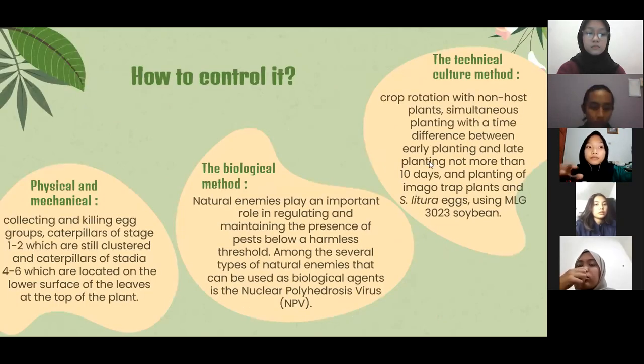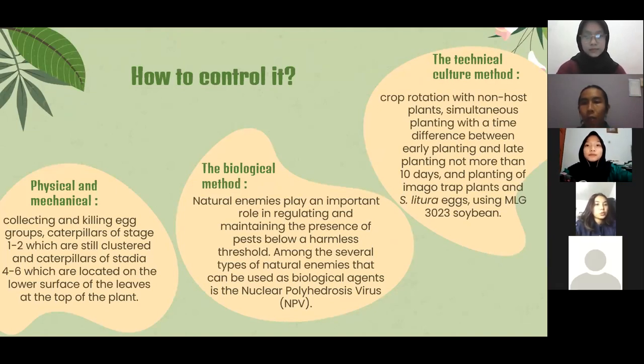How to control Spodoptera litura. The technical culture method: crop rotation with non-host plants, simultaneous planting with a time difference between early planting and late planting of not more than 10 days, and planting of imago trap plants for S. litura using MLH 3023 soybeans.